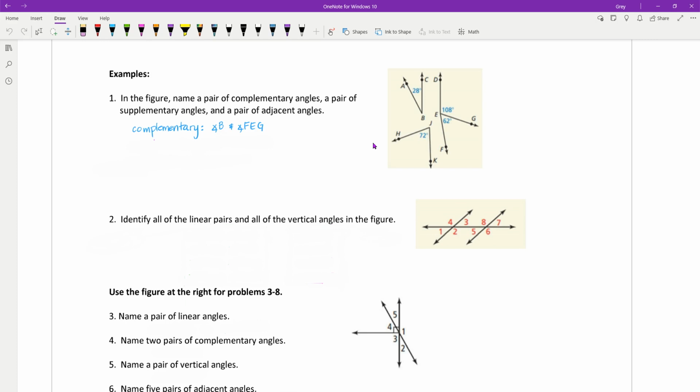Next, we're looking for supplementary. Okay, I'm looking for two angles that add up to 180 degrees.